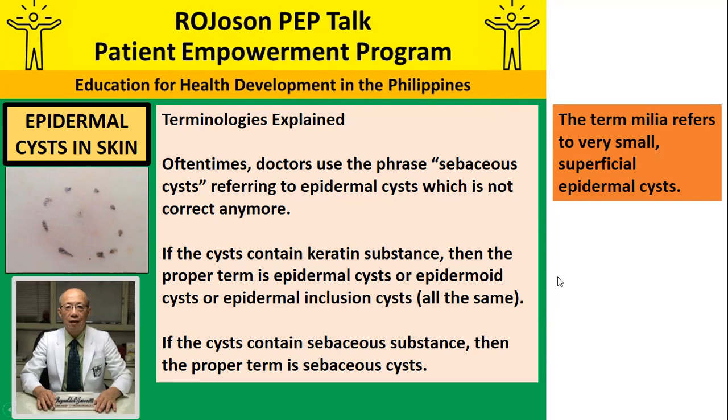What is more common is the epidermal or epidermal inclusion cyst rather than the sebaceous cyst. The term milia refers to very small superficial epidermal cyst, milia.